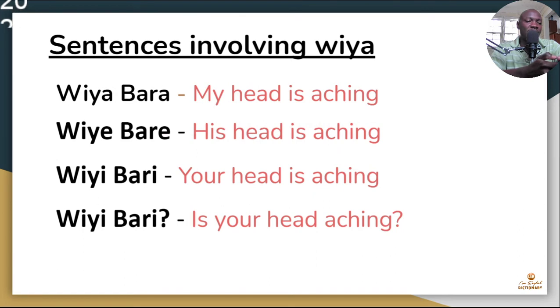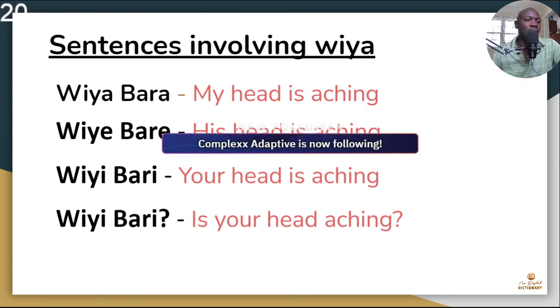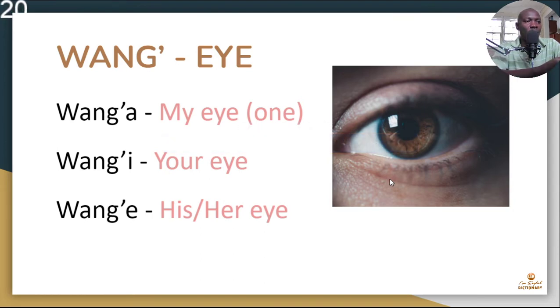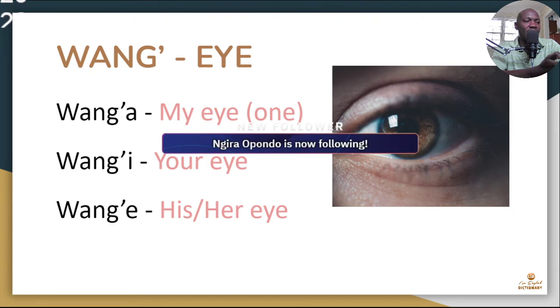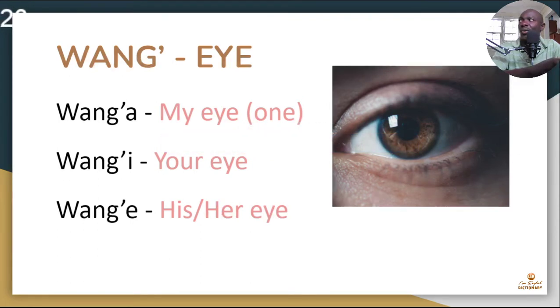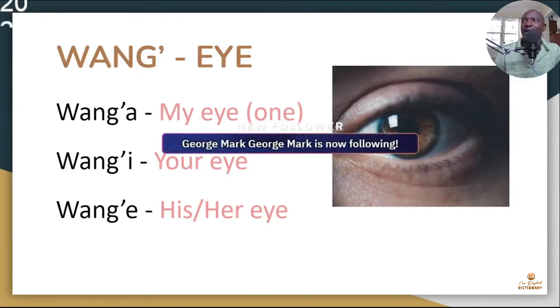Now the second word. Yeah, we're live. The second one is wang. Wang is the eye. So let's see. It says wang'a. So wang'a becomes my eye.